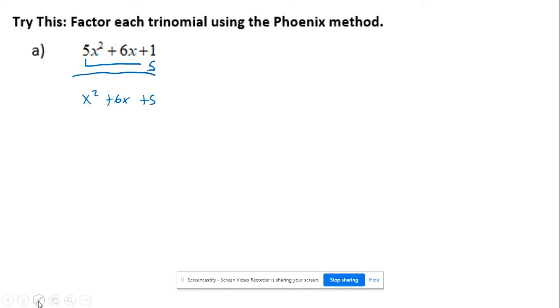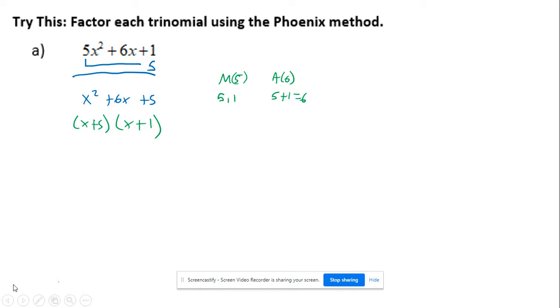Now what I want you to do is find the numbers that multiply to 5 and add together to equal 6. And I want you to go ahead and type those numbers in the box for me. Okay, so hopefully you did 5 and 1, not 3 and 2. 3 times 2 is 6, and we need numbers that multiply to 5. So 5 and 1, because 5 plus 1 is 6. And so we'd have x plus 5, x plus 1.